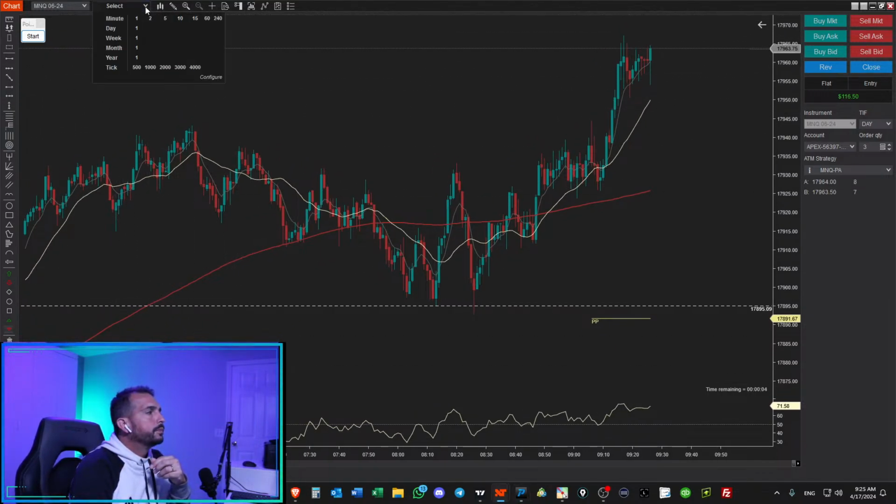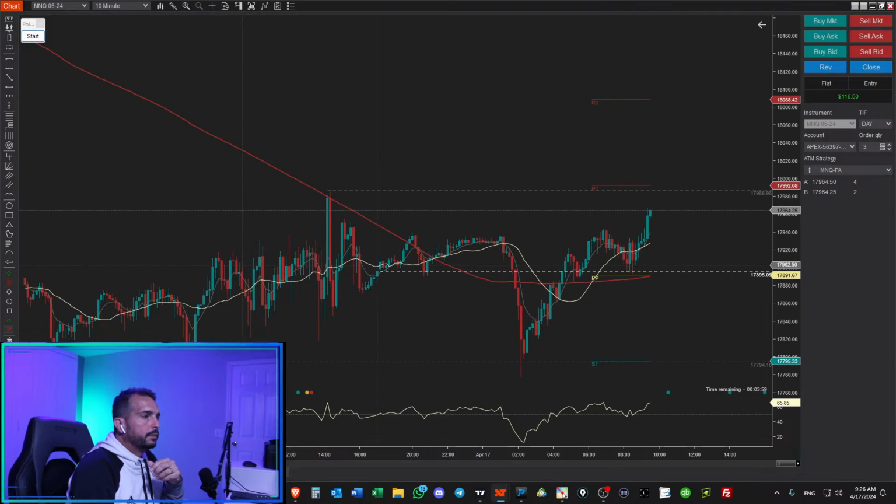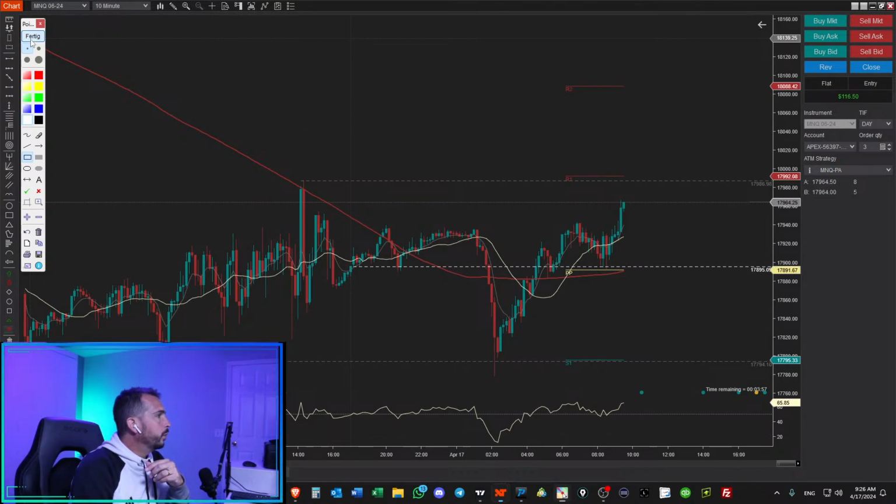All right. So let me go here to 10 minute, and what we got set here is, so we got the pivot points. So that's the main pivot point, resistance, supports of the pivot point. I always use that. I stopped using it for a little bit, but now I'm definitely gonna keep using it.